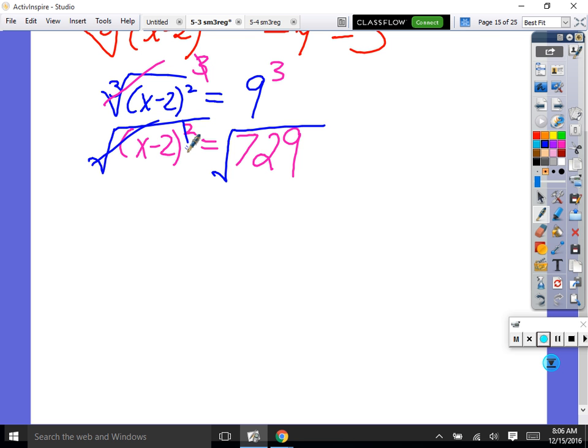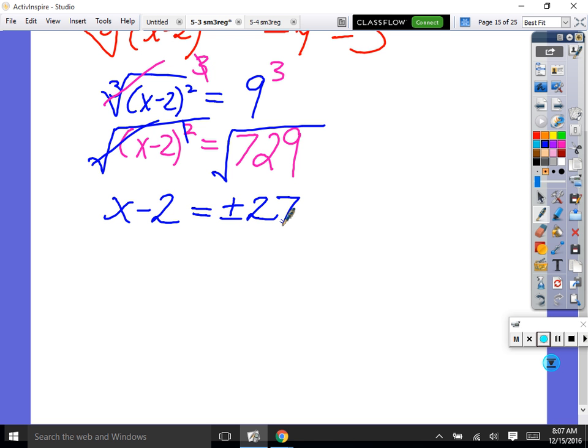Root cancels out with power. So we have x minus 2 equals. Now careful. When I'm finding all of the roots, even roots need plus and minuses, correct? So take your calculator to the square root of 729. 27. So we've got to put plus and minus 27.